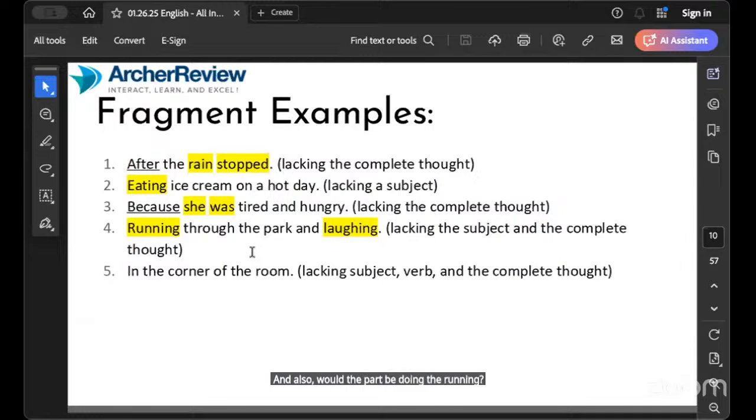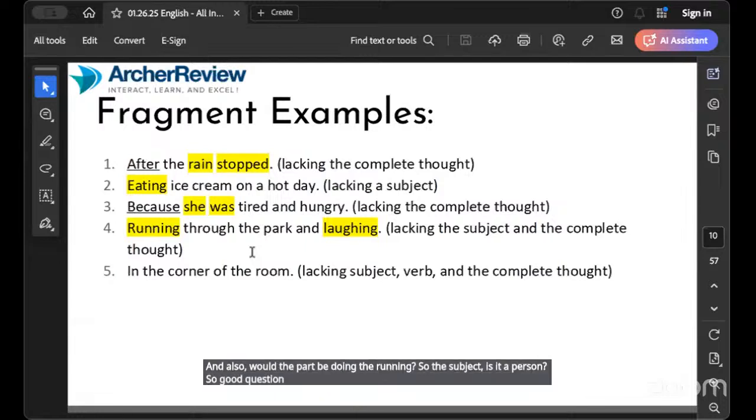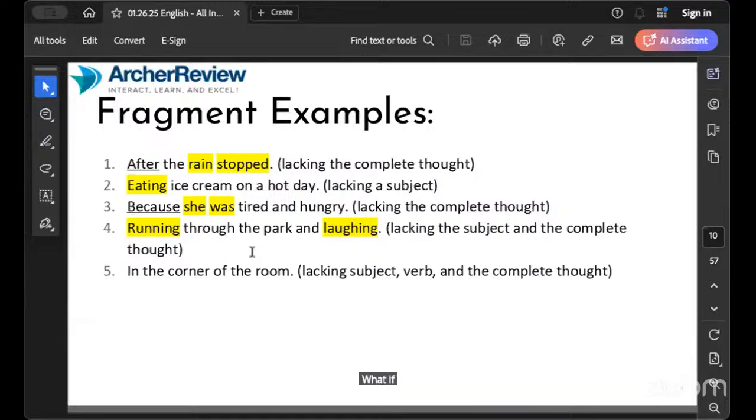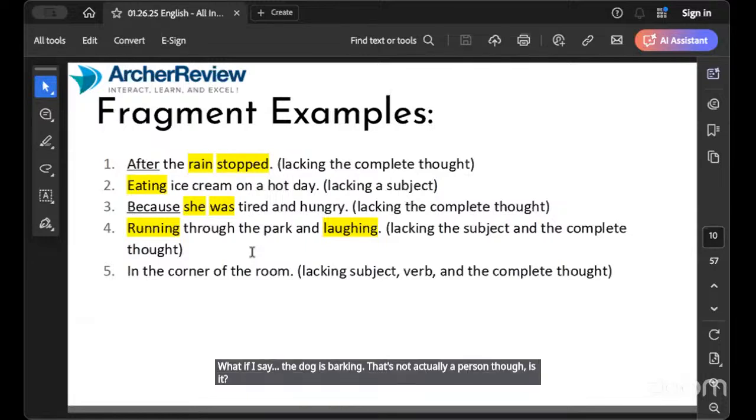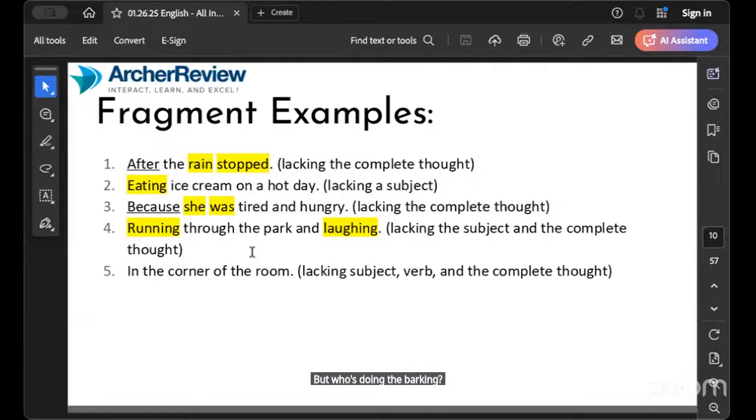So the subject, is it a person? Good question. Oftentimes you would see that the subject will be a person. However, what if I say the dog is barking? That's not actually a person though, is it? But who's doing the barking? The dog. And that's an animal. Now we love our animals and we treat them like they're people sometimes, but they're not actually people.